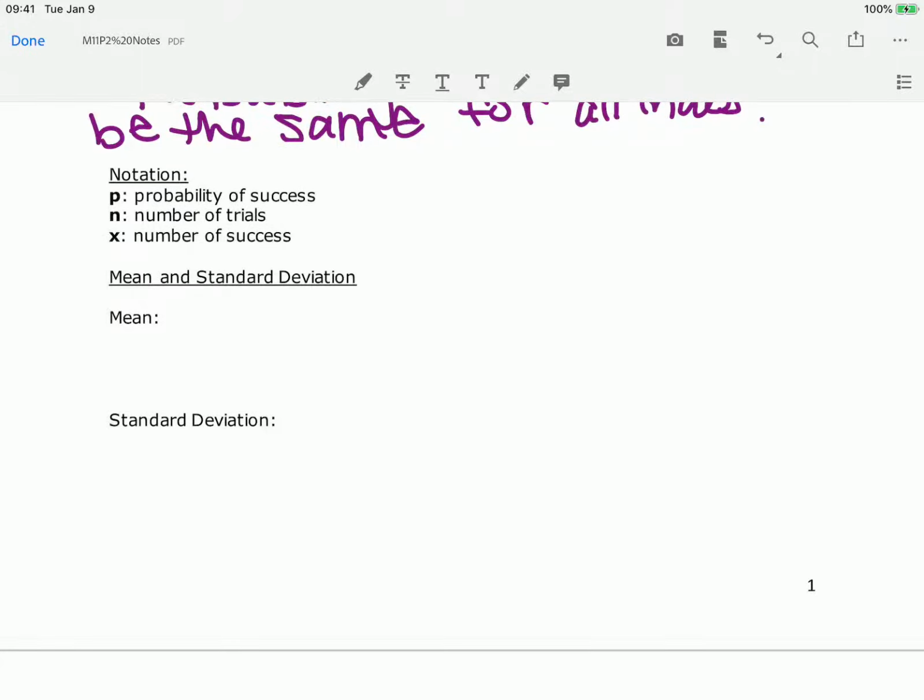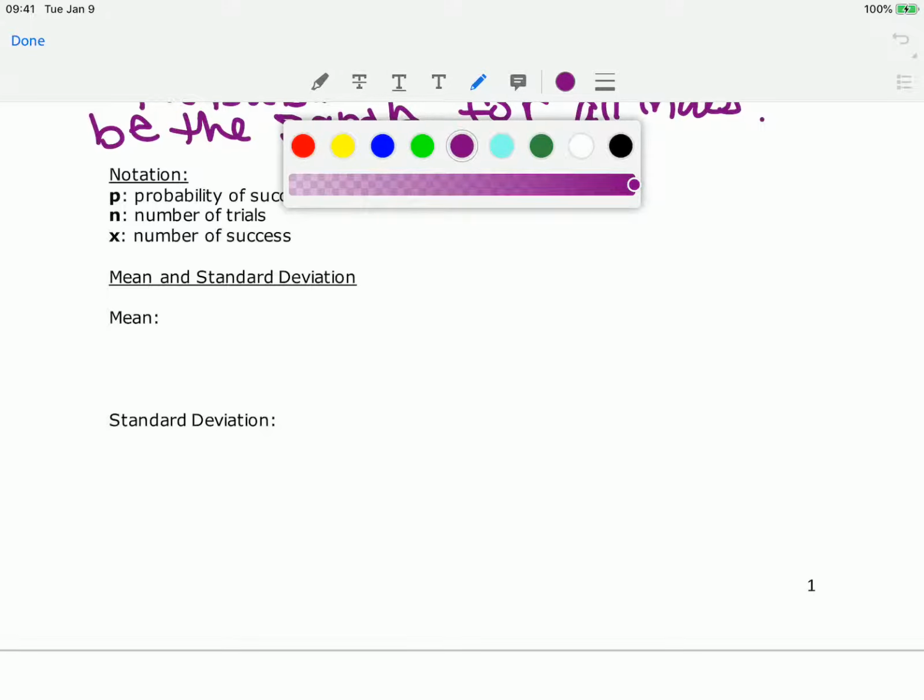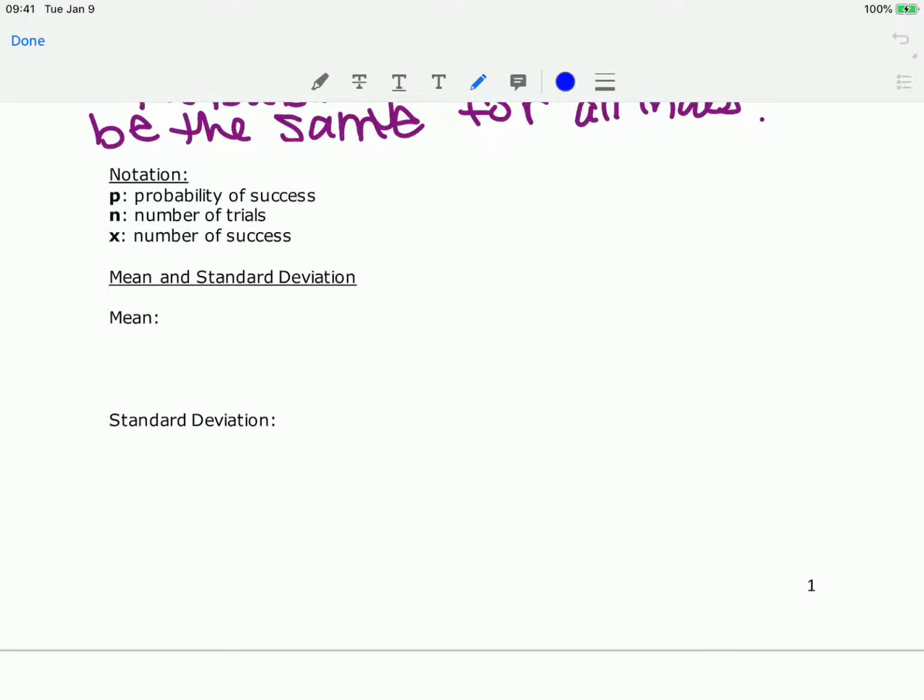Okay. Now the mean and the standard deviation of a binomial. These formulas are a little bit different than what we saw in the previous section. Even though this is still a discrete probability distribution, we can actually simplify these equations with the binomial. So the mean of a binomial is equal to the number of trials times the probability of success. That's it. Nice and simple, right?